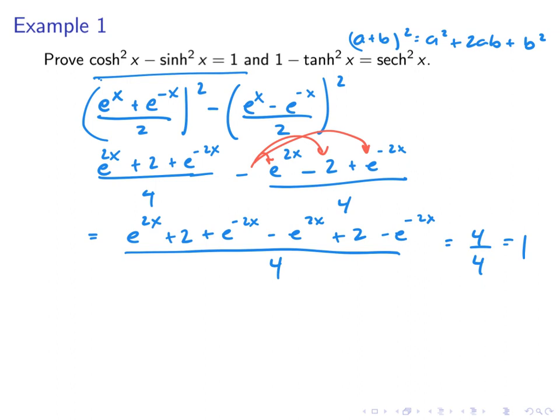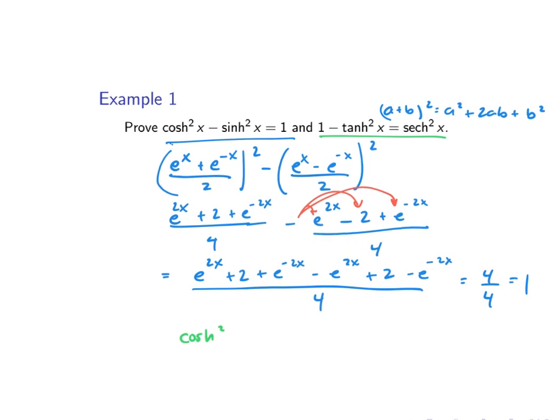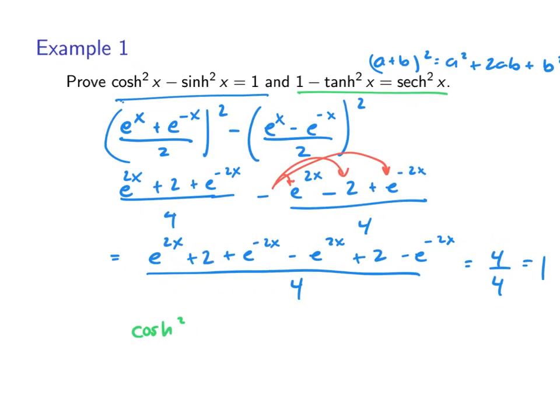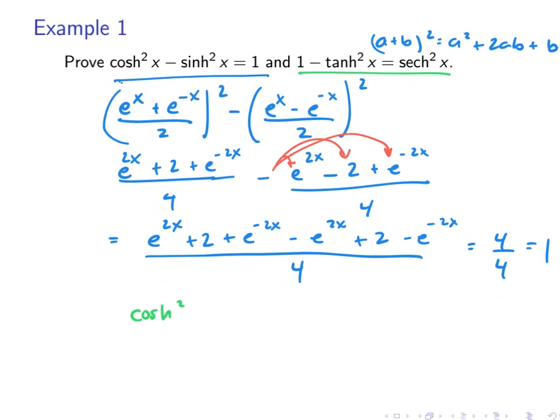Now the other one's easier. The other one's easier because, if you have this, just take the other one that we already proved, cosh squared x minus sinh squared x equals 1, and just divide both sides of the equation by cosh squared.